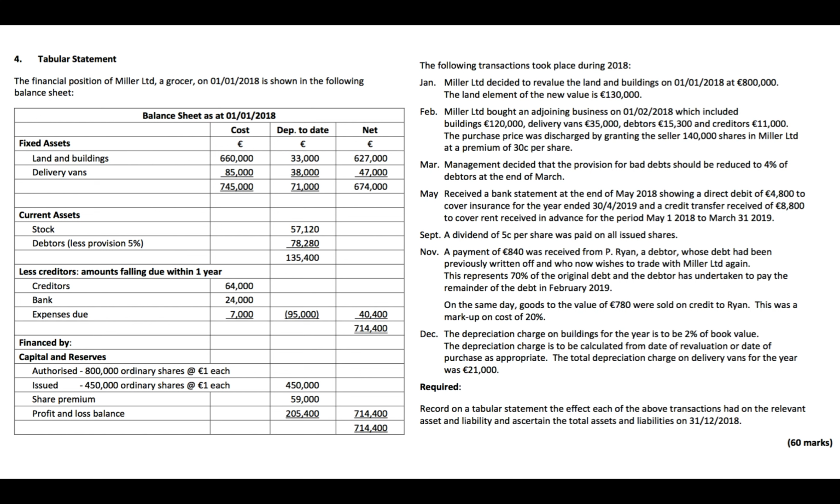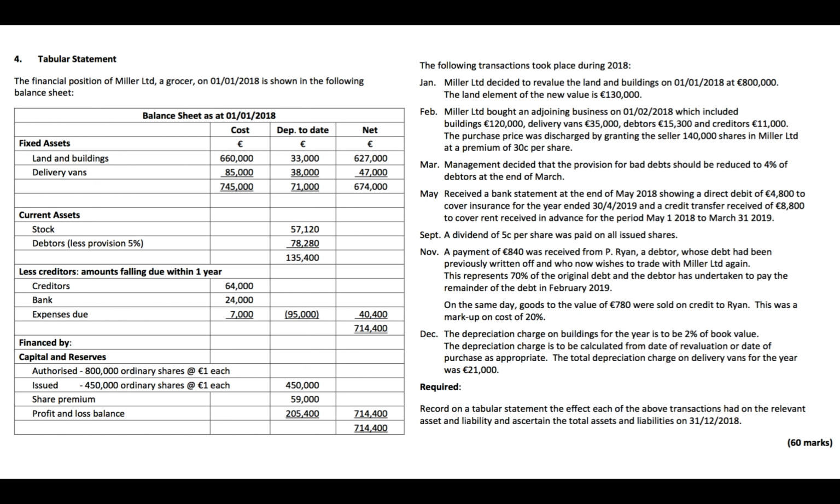Okay, so February says Miller Limited bought an adjoining business on the 1st of the 2nd, 2018, which included buildings €120,000, delivery vans €35,000, debtors €15,300, and creditors €11,000. The purchase price was discharged by granting the seller 140,000 shares in Miller Limited at a premium of 30 cents per share. March, management decided that the provision for bad debts should be reduced to 4% of debtors at the end of March.